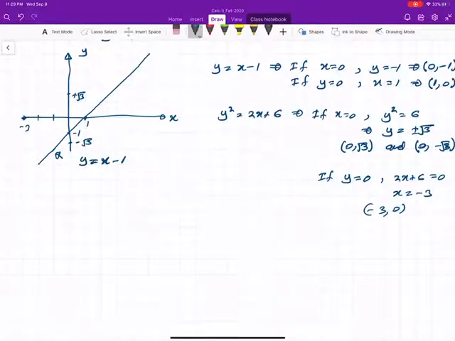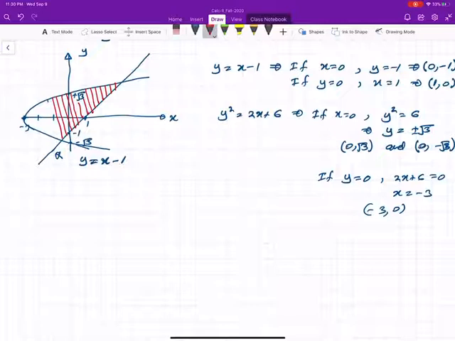Okay, in this case the parabola should look like this. It should pass through that point and this point, and again this point and that point. So this is the parabola you have. Let me draw it again. It should look like a parabola, and they should look like this. Alright, so this is the corresponding area.